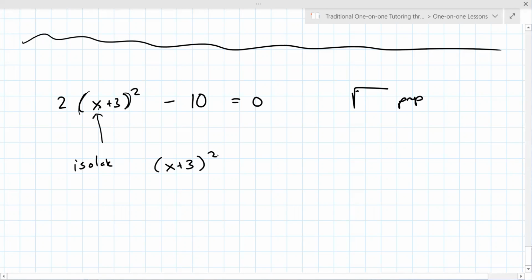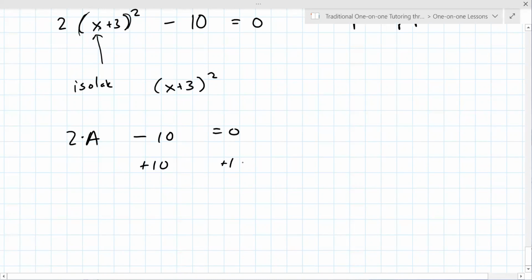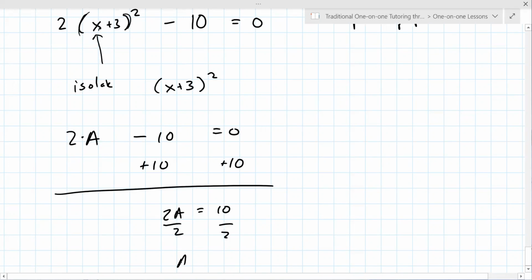If it's not clear, let's look at a related problem. If I said, what is 2a minus 10 equals 0, and I asked you to solve for a, what would you do first? More generally, you would add 10 to both sides, and then you would divide by 2. So a equals 5. Well, a is this x plus 3 squared.